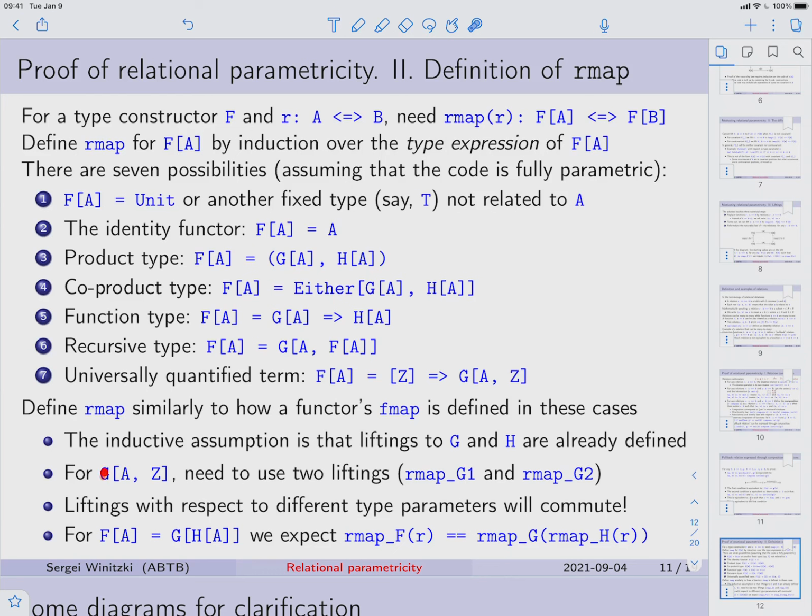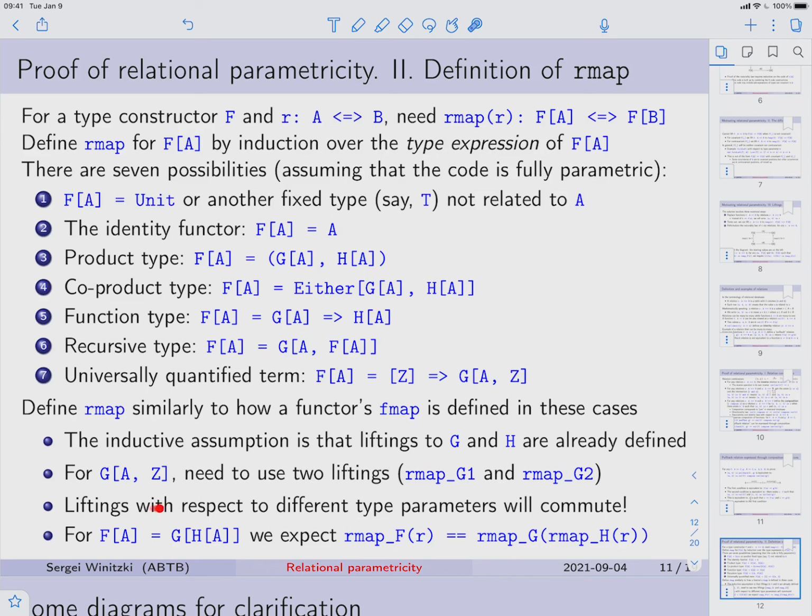For the G of A, Z, you have in two places G with two type parameters. So you need two liftings. You need to lift relations with respect to the first type parameter, and also you need to lift with respect to the second type parameter separately. So this also needs to be defined, obviously, in the same way. So we assume by induction that this is already defined.